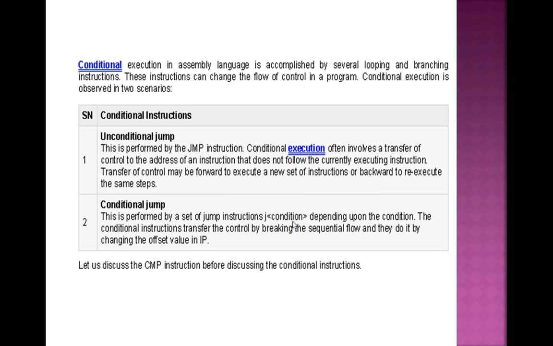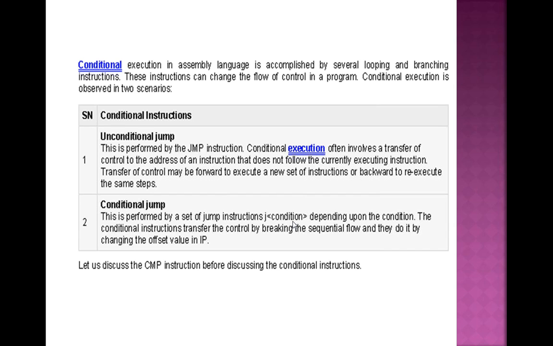First of all, let's talk about the jump. On the basis of a conditional jump, the cursor will move from one location to another location, and in an unconditional jump, the cursor will move from one part to another part. First, the unconditional jump is performed by the JMP instruction. There is the instruction known as JMP.